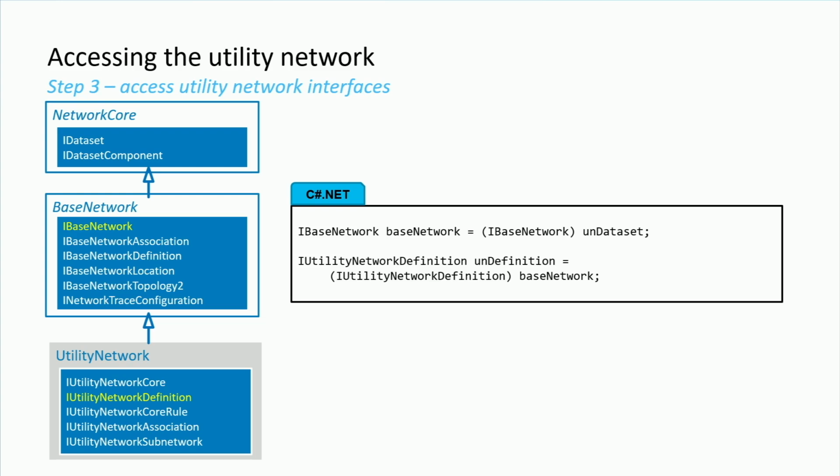So now, let's say we have our utility network. We can cast it to IBaseNetwork, and we can basically run from there. There are a lot of interfaces you can cast to, and you can also do a lot of functionality from that point. So in this example, we have the UN dataset, IDataset object. We can cast it to IBaseNetwork, and we can use all the available interface casting that we have.